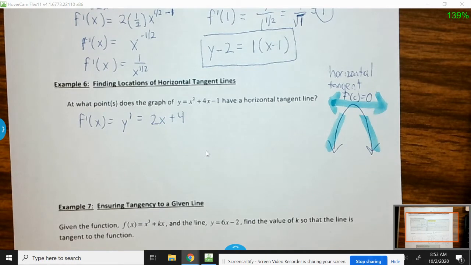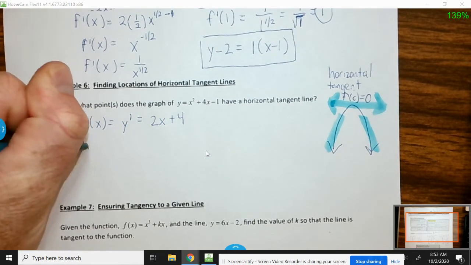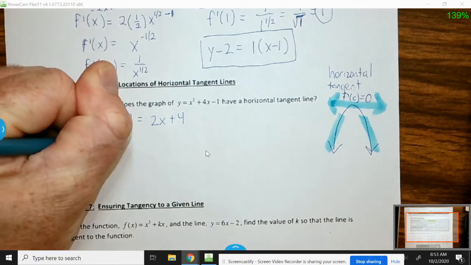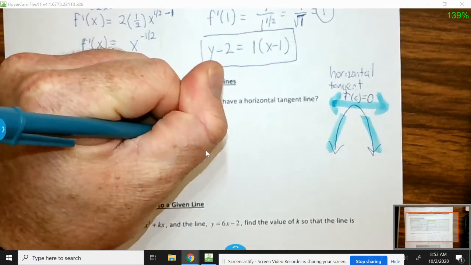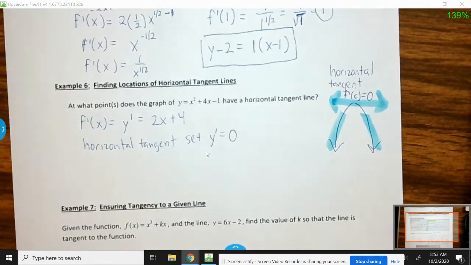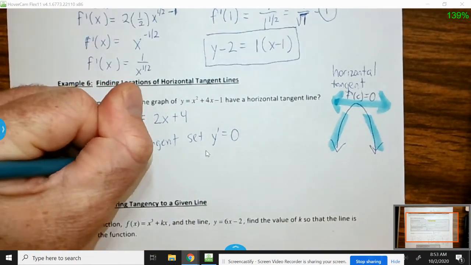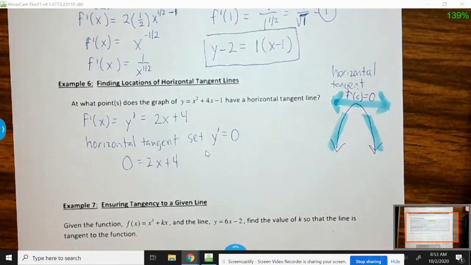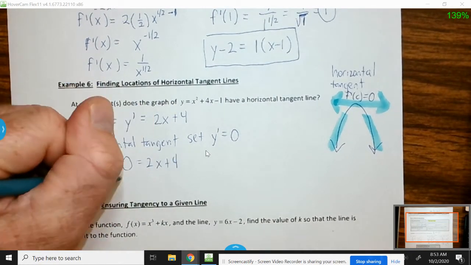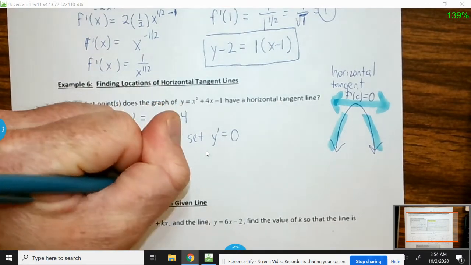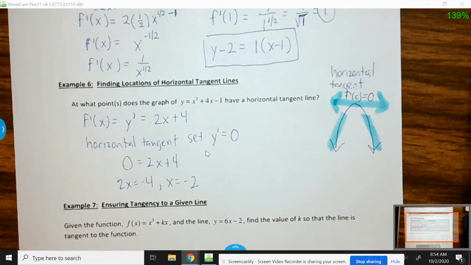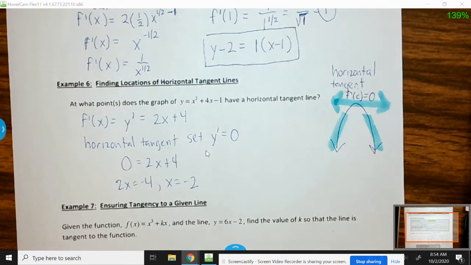Now, to see where it has a horizontal tangent line, we're just going to set the derivative equal to 0. In other words, 0 equals 2x plus 4. Then 2x equals negative 4, or x equals negative 2. That's the spot where there's a horizontal tangent line.